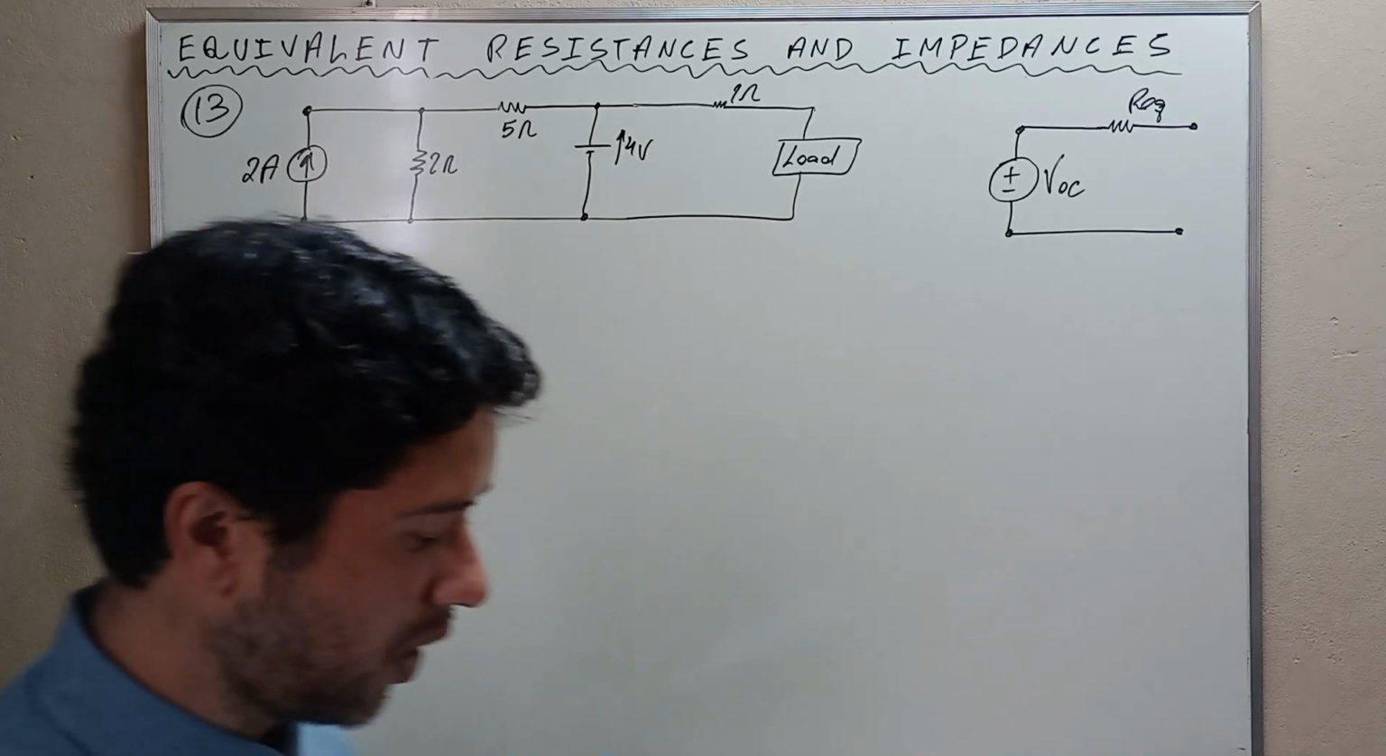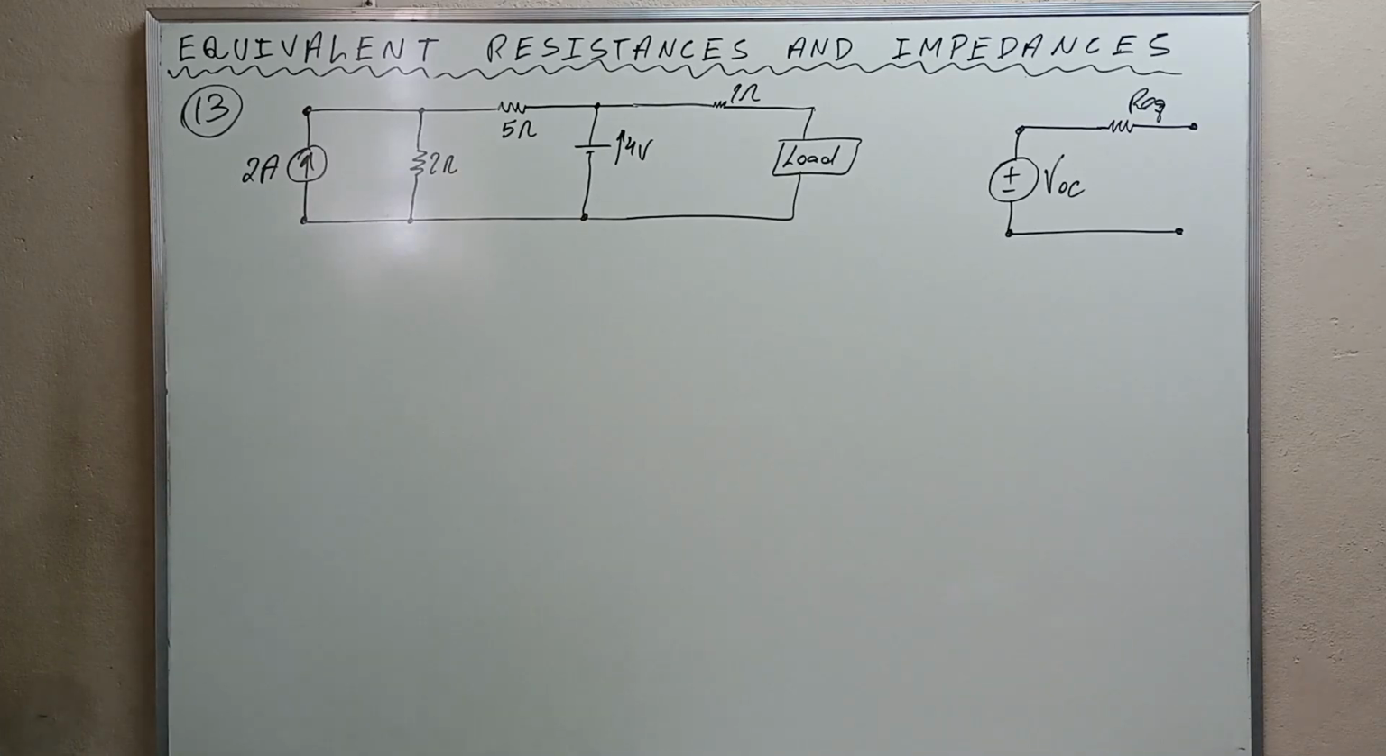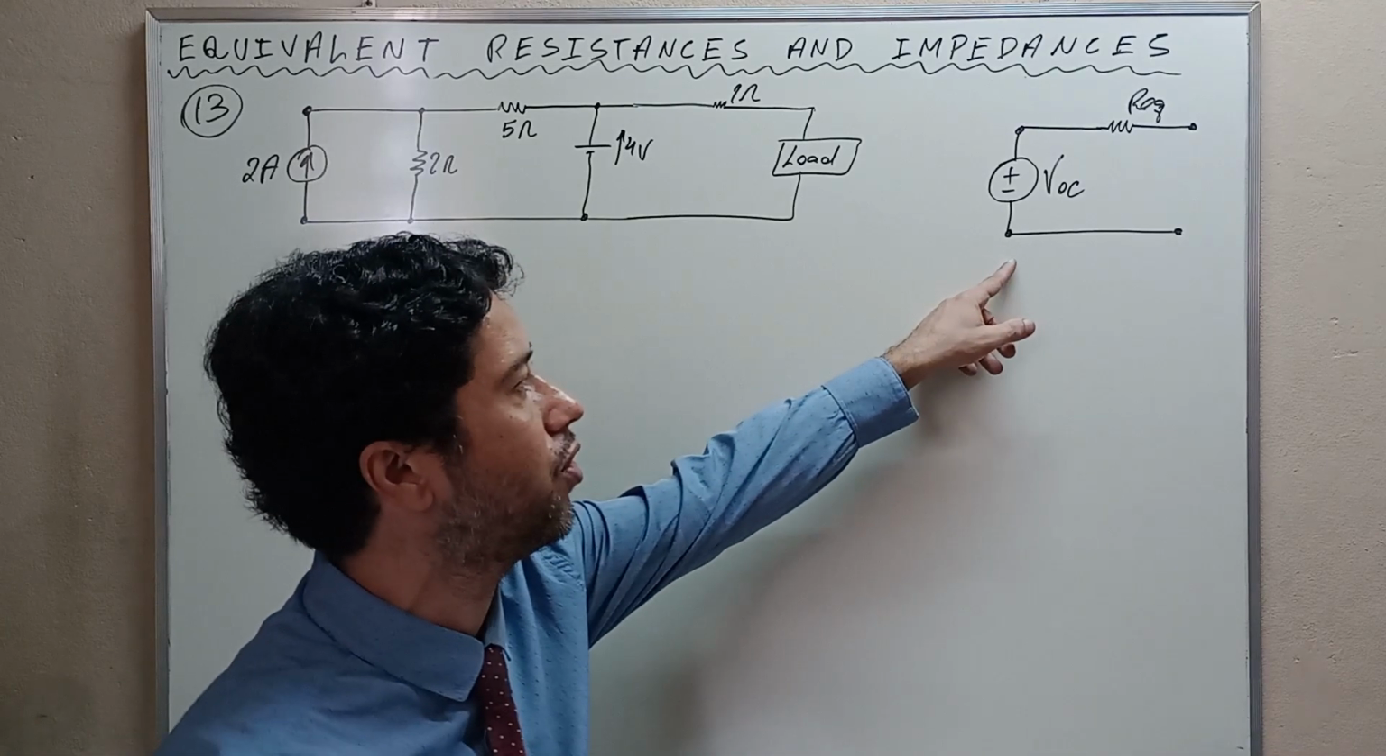Exercise 13. For the circuit of the figure, calculate the parameters of the Thevenin's equivalent circuit as seen by the load. This is the question. Let's go to the solution. Remember that the Thevenin's equivalent circuit is composed of the open circuit voltage and the equivalent resistance. This is the Thevenin's equivalent circuit.